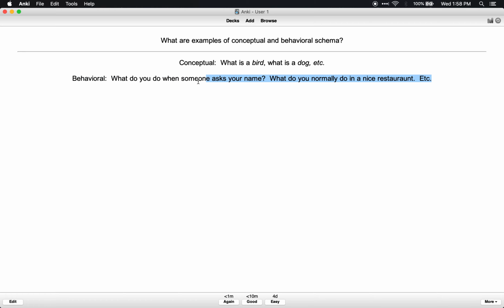Behavioral schemas, like conceptual: what's a bird? Behavioral: what do you do when someone says thank you, etc.?